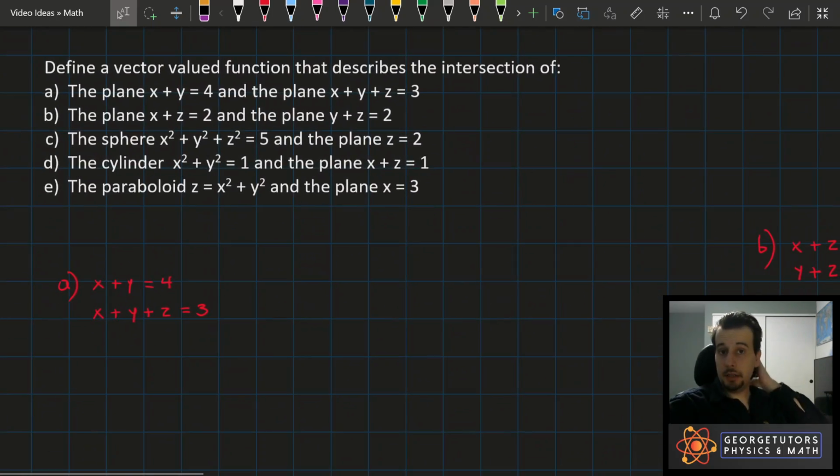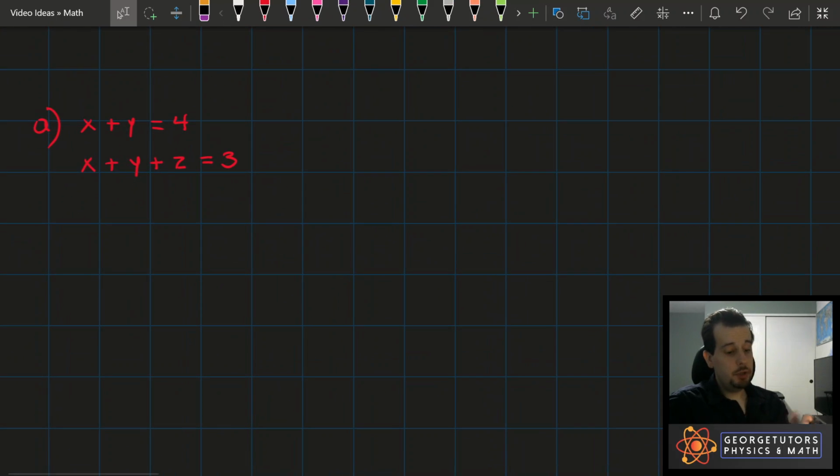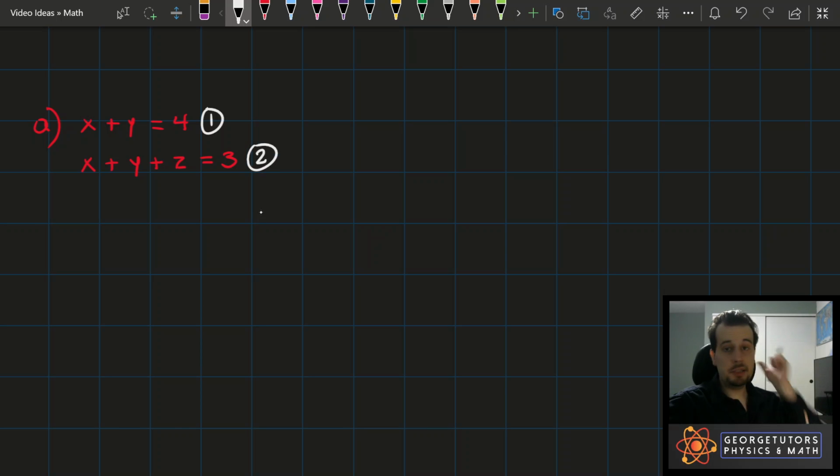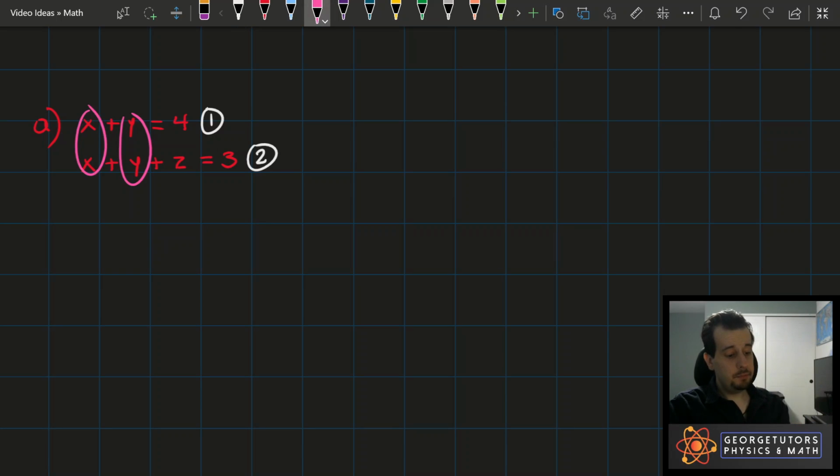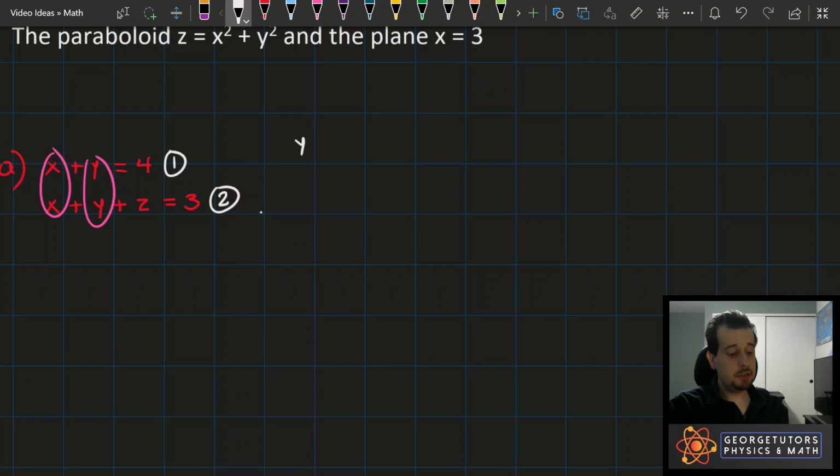We want here to define a vector-valued function for the intersection of the following geometrical objects. We have in the first one, as you can see here, a plane, x plus y equals 4, and another plane here, x plus y plus z is equal to 3. So what are my moves here? Okay, first, I'd probably check if there are 2 things here that look exactly the same, namely the y's and the x's. I get to choose here. I think I'll choose to go with the y over here and isolate it in equation 1. So I'll have y here is equal to 4 minus x.